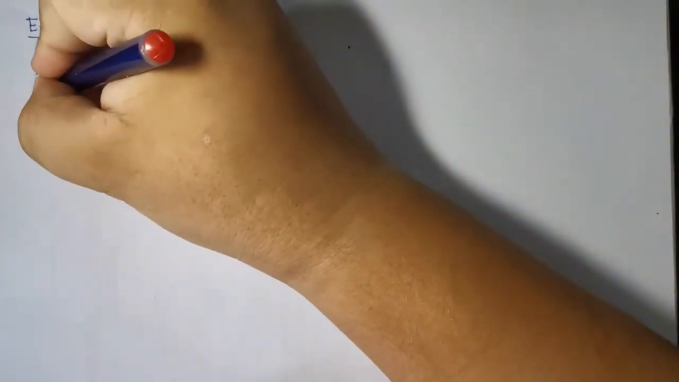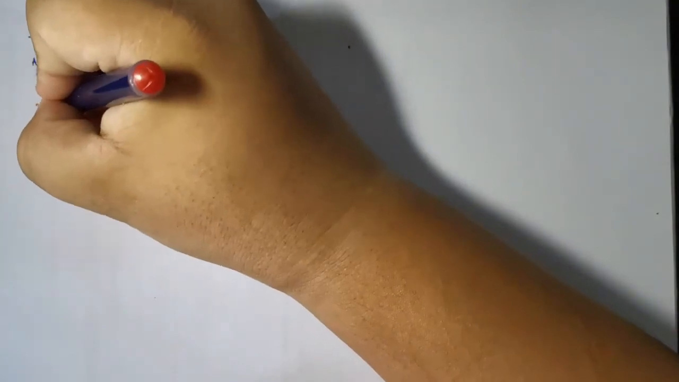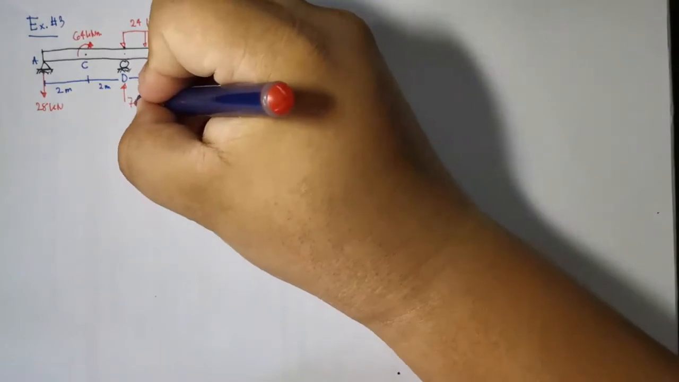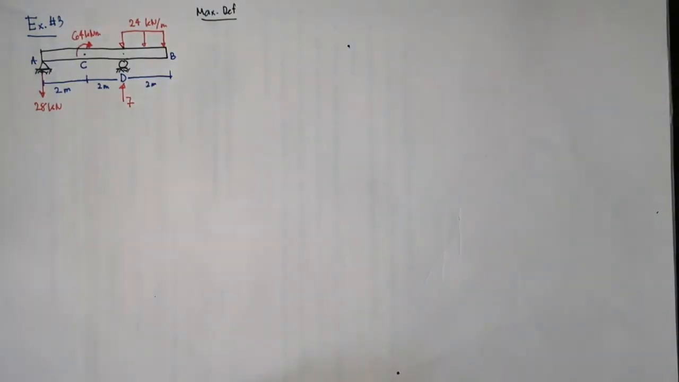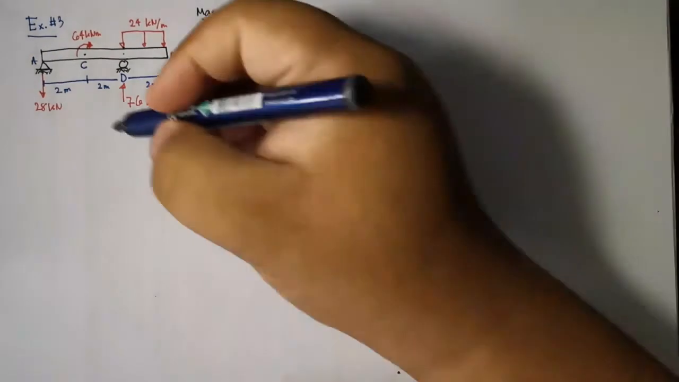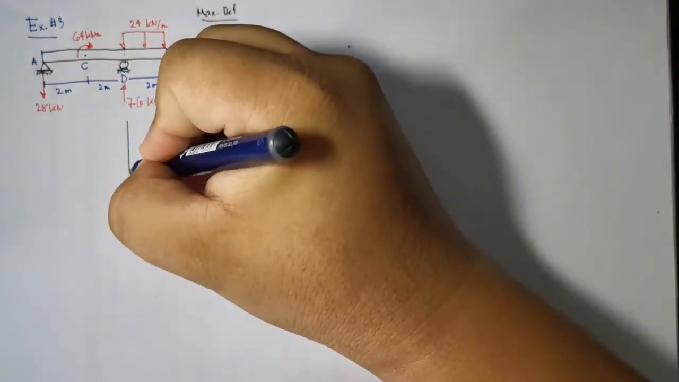For this problem, makikita natin na yung reactions equal sa 28 kilonewtons downwards here sa A. Dito naman, 76 kilonewtons yung magiging reaction niya. So, 76 kilonewtons. You can do that using equilibrium. Next, again, sabi ko nga, kuha tayo ng ating reference section. So, let's use D as our reference section.